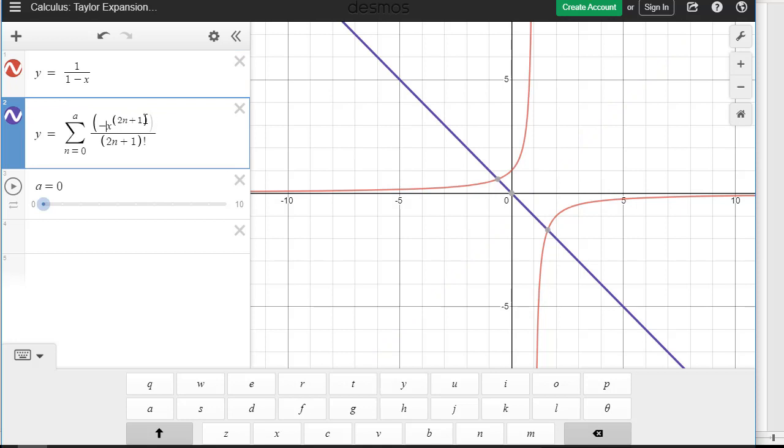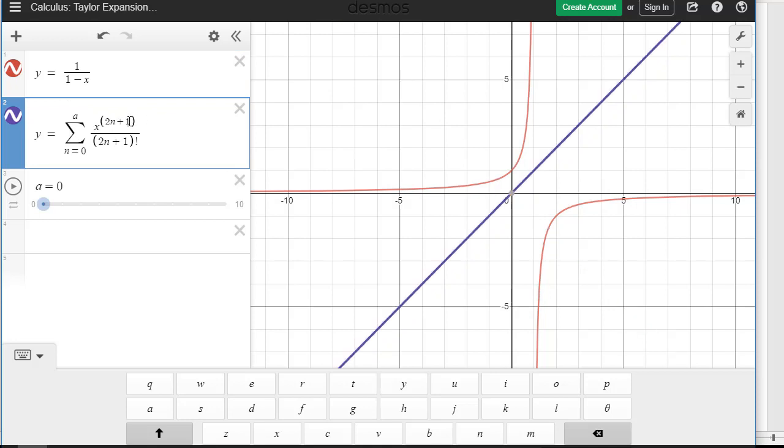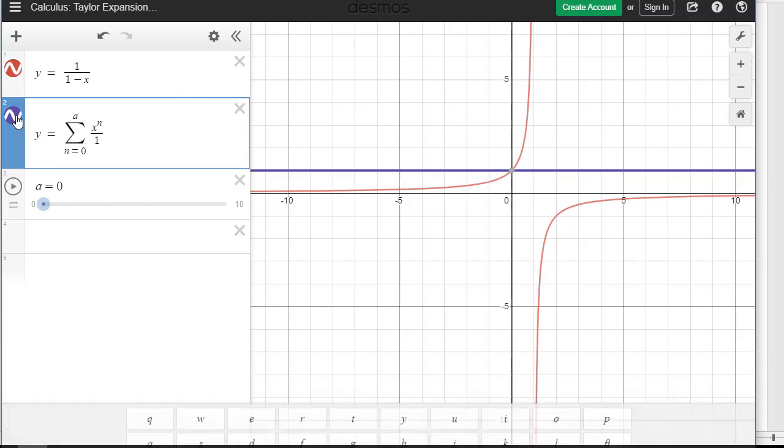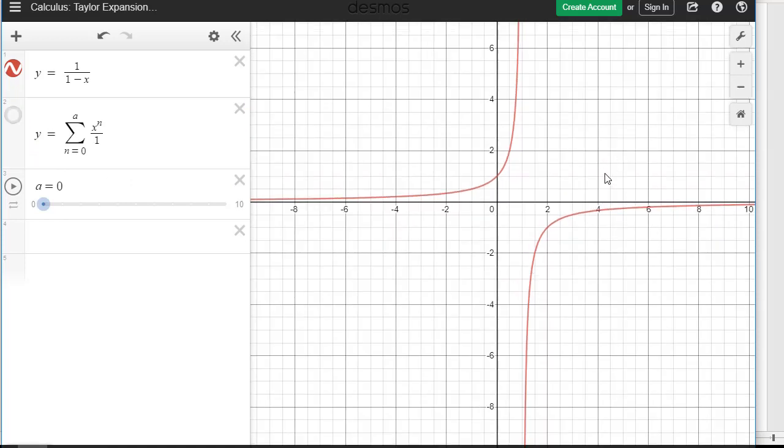Let me get rid of that. And then I just have x to the n, and then I don't really have anything in the denominator. It's just 1, right? So there's my series, right? Now let me turn that off for a second. So here's my function 1 over 1 minus x.